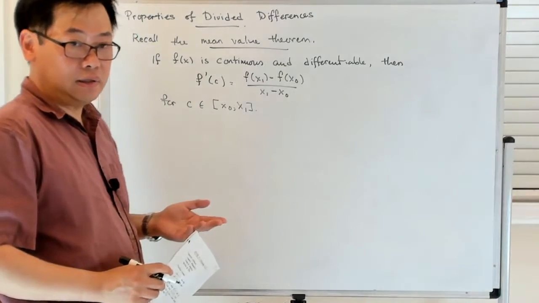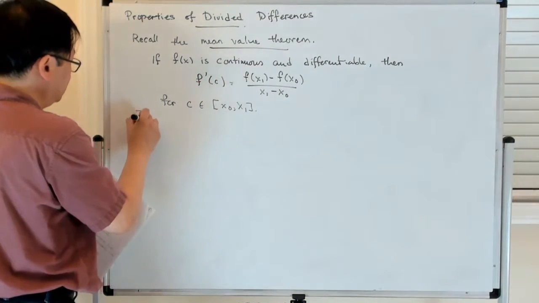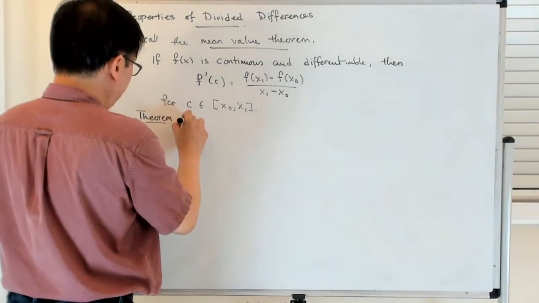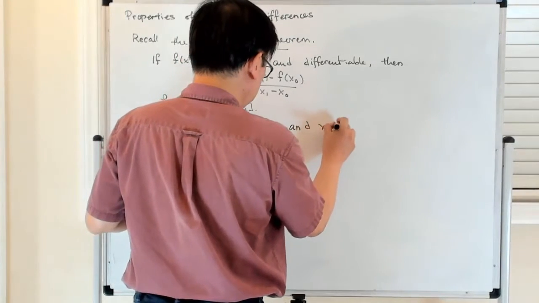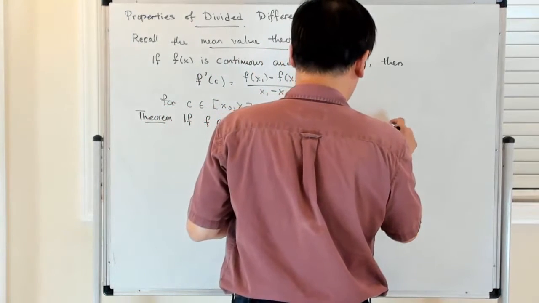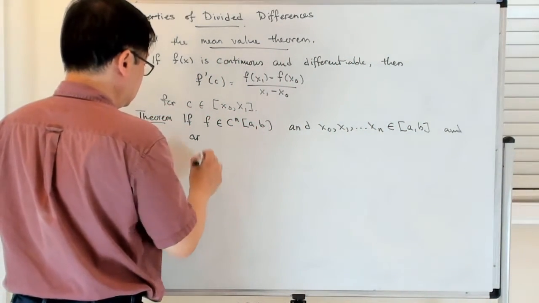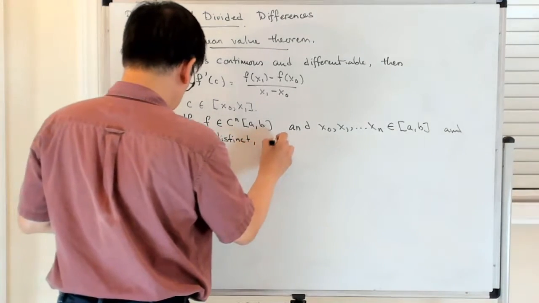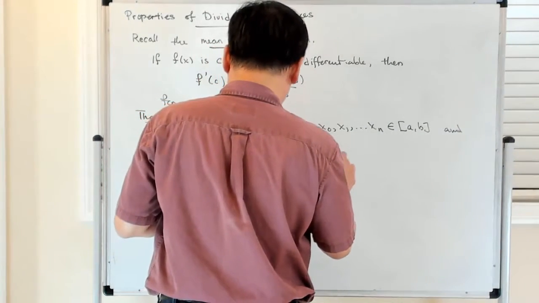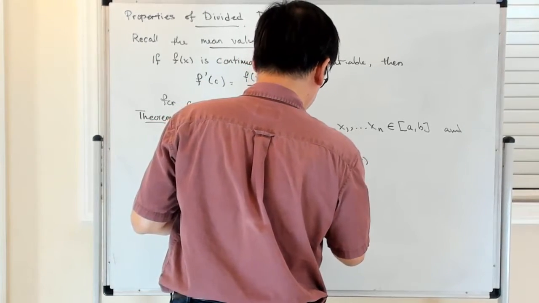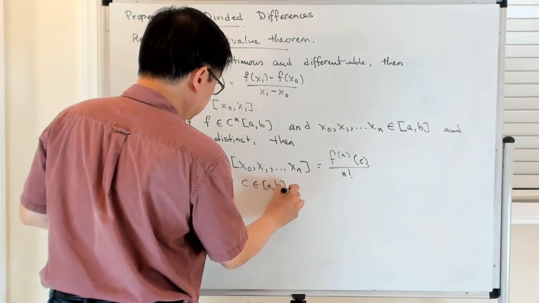Given that we just discussed divided differences, you'll see that this is obviously the first order divided difference. So you might ask whether there's something analogous to this, right? And there is. The theorem states the following. If f is C^n in the interval from a to b, and x0, x1, all the way up to xn are distinct points in this interval, then f of x0, x1, all the way up to xn is f^(n) at some unknown point c divided by n factorial, for some c in the interval from a to b.